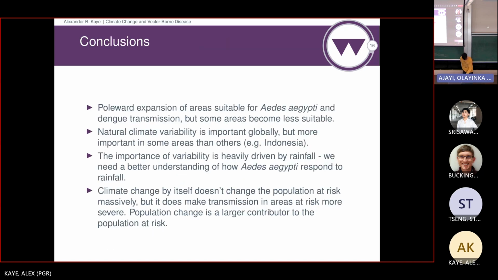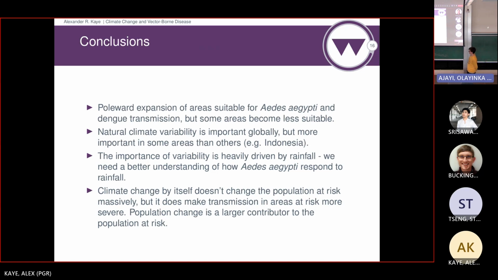So conclusion, there is poleward expansion of areas that are suitable for this Aedes aegypti mosquito, but some areas become less suitable, which isn't good news for us either. Natural climate variability is important globally, but more important in some areas than others. And then some bonus conclusions, which I didn't have time to show the slides for.